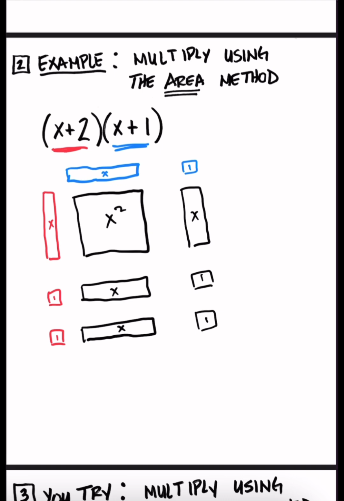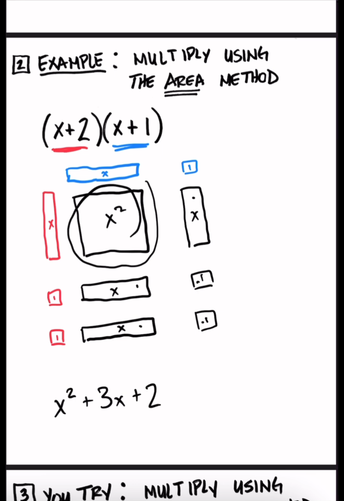Now if we add all these up together, we're going to get x squared plus 1, 2, 3x plus 1, 2. And that tells us that if we multiply x plus 2 times x plus 1, that's going to simplify out to x squared plus 3x plus 2.